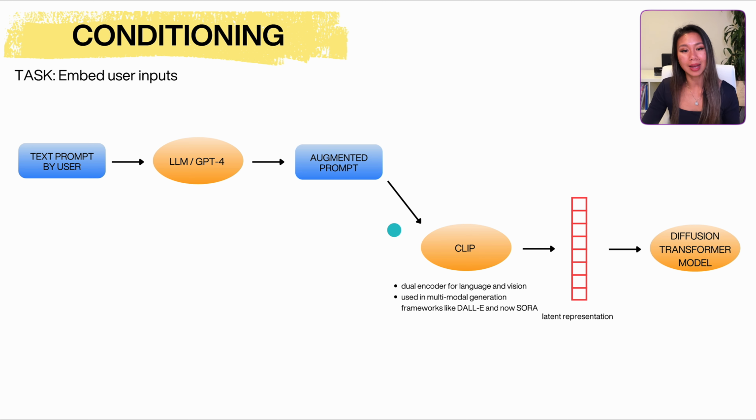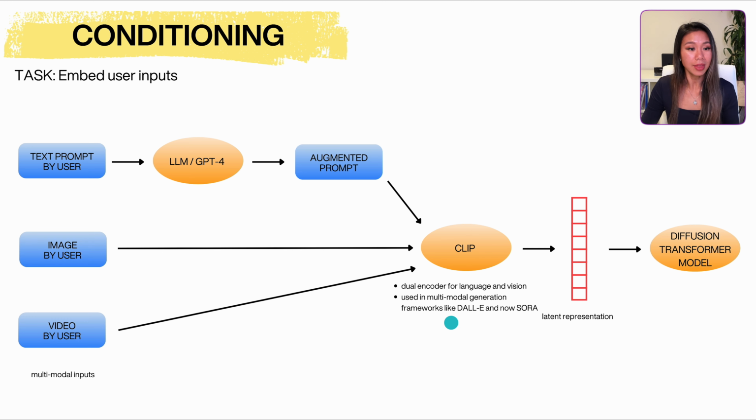And remember how I said that Clip is a dual encoder? Well, that means you can also feed in images and videos as a prompt, and that will also guide the video that Sora generates. So that's a lot of different types of multimodal inputs that Sora can receive, and we'll touch on that more once we get to the capability section.